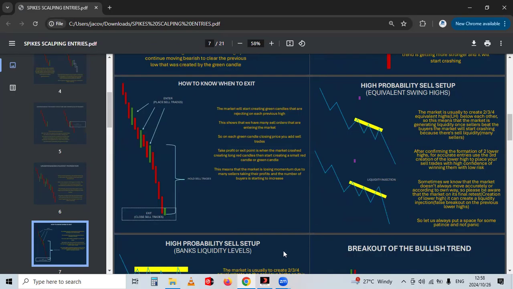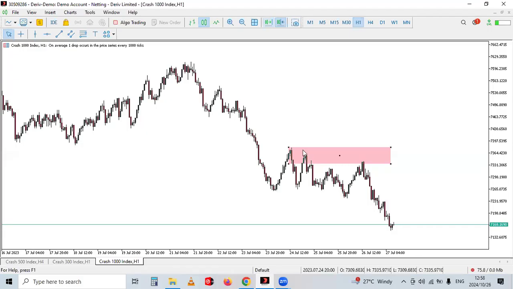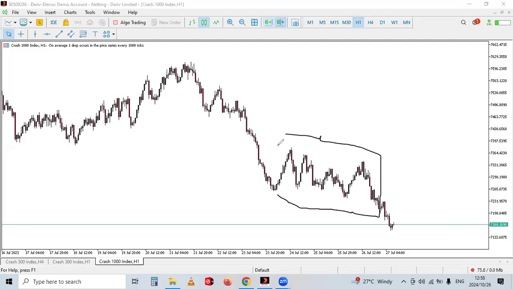How are these setups seen in the chart? Let's go and check it out. So guys, if you can check here, this is Crash 1000. This is an hourly chart. Do you understand? The thing that I want you to know here is how to identify that sell setup. So if you can check, here it is. Do you see it? Here it is. To be able to identify this and to trade them. You understand? So okay, it's fine. I managed to highlight it for you.